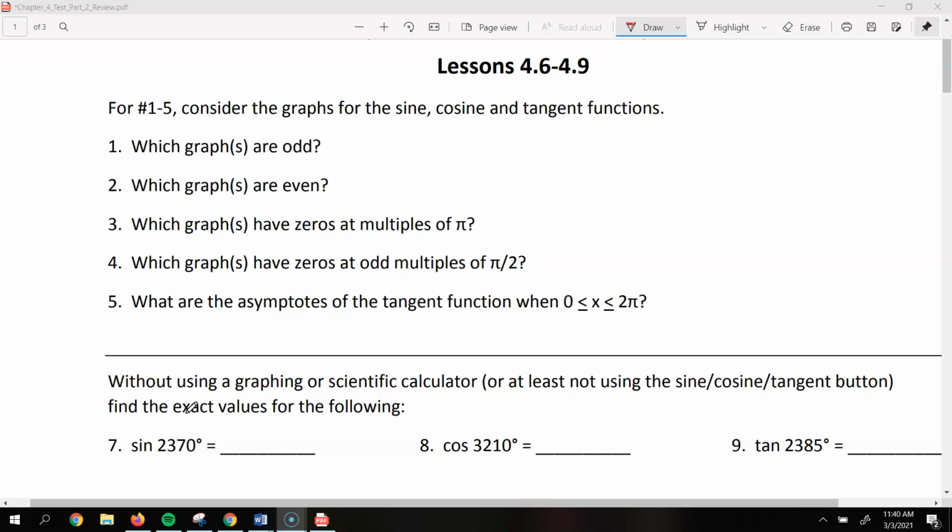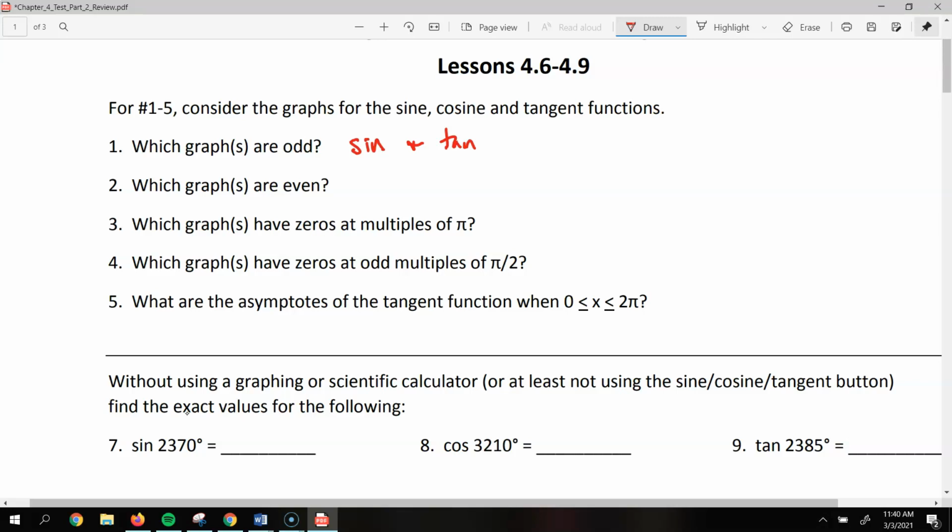Remember, to be an odd function, that's where if you rotate the graph 180 degrees. So if you take a graph of the sine, cosine, and tangent function on a piece of paper and flip it upside down, because that would be the same as rotating 180 degrees, if the graph would look the same, then it's an odd function. If it wouldn't look the same, then it's not odd. That happens with both the sine and the tangent functions. So both of those are odd functions.